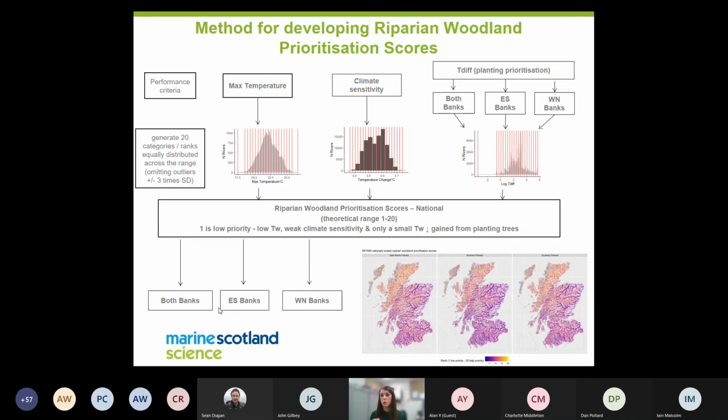Now the scaling of this would be 1 would be seen as a low priority. So you've got a low river temperature, a weak sensitivity to climate, and a small reduction in temperature or no reduction in temperature if you were to plant trees on the banks of those rivers. And then conversely, your 20 would be high temperature, highly sensitive to climate, and a big reduction in temperature if you were to plant trees. And again, because of the decisions on where you actually plant those trees on a given river reach, we've got three layers for both banks, east-south banks and west-north banks, depending on your orientation. And this gives us a national scale picture of where you might want to prioritise planting trees.